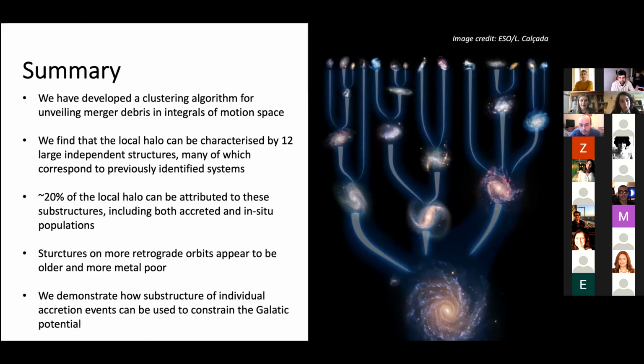And around 20% of the halo can be attributed to these substructures when we link all the clusters together and add stars that are in those regions. We get around 20% of the halo in these structures, but not all of this is accreted. And we saw some trends in the local halo, and which are older and which are more metal poor. And then we also demonstrate that we can use these accretion events to learn more about our galactic potential.